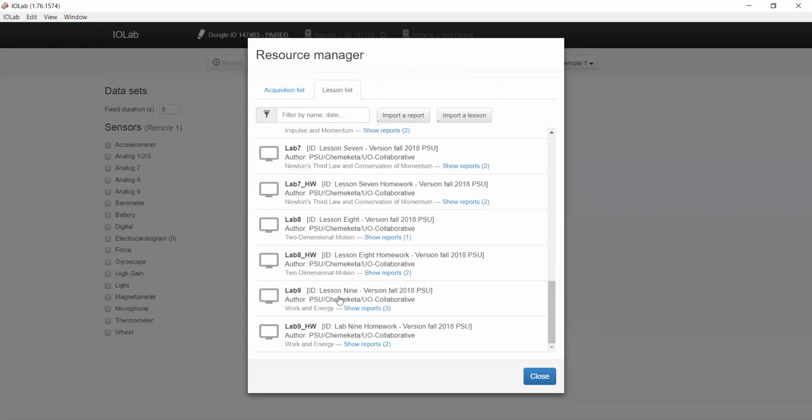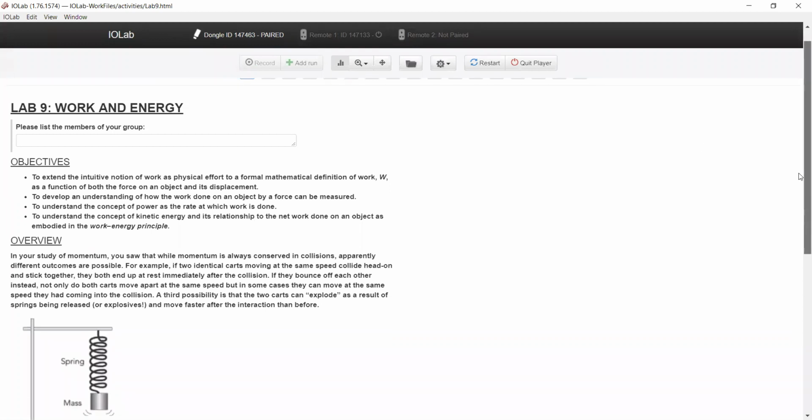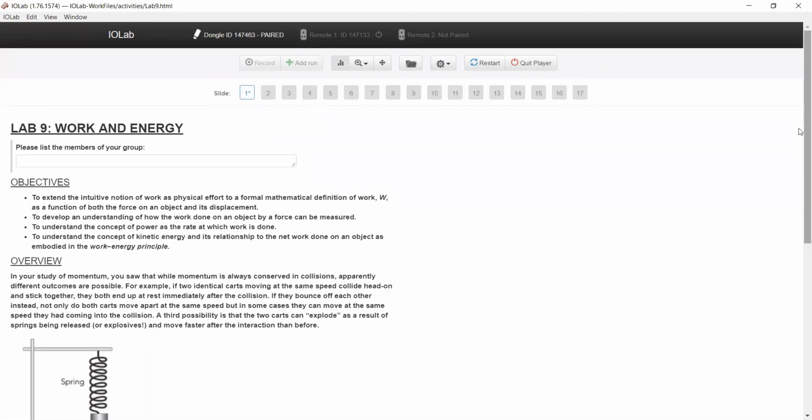Okay, so lab 9 is work and energy. We'll see when the work is done, what the physical work depends on, like force and distance covered, and what the relationship of work and energy is. Okay, so this one we'll see.